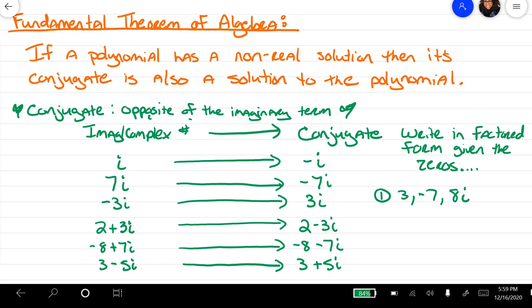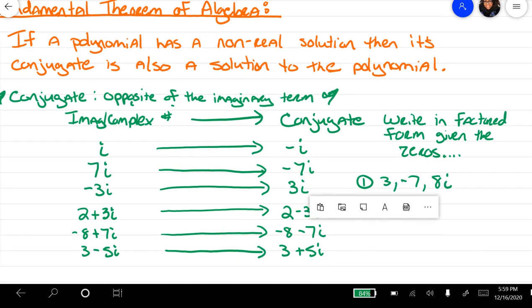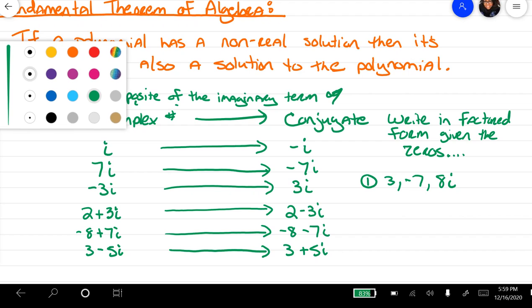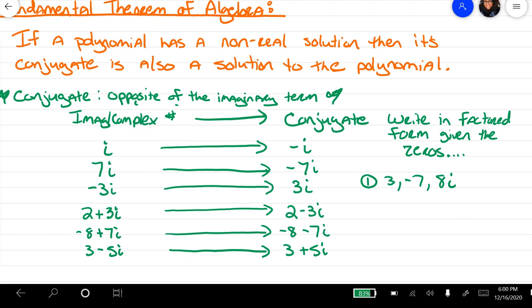So 3 and negative 7 are real numbers. So there's nothing different in regards to the 3 or the negative 7. So we're going to approach that the same way we did before. Writing that in factored form, it's always just going to be the opposite. So it'll be x minus 3. Again, still the binomial, still the opposite. And then it'll be x plus 7.